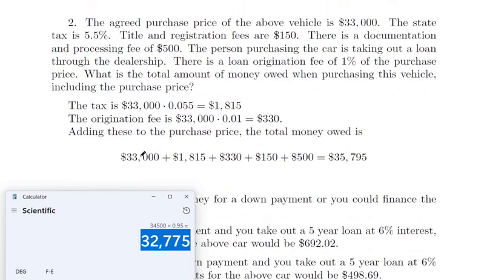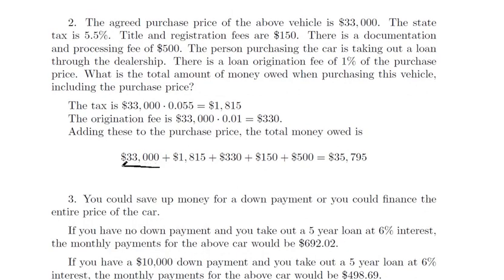So they owe the 33,000 that they agreed upon for a price, and their tax is 5.5%. So remember, to find a percentage of a number, you multiply by the decimal form of the percentage. Okay. The origination fee was 1%, so we multiplied by the decimal form of the percentage. So it's $330 for whatever the heck that fee is. And then there's a registration fee that's just a flat 150 and a flat 500. So you got to add all those fees together to find out how much you're paying in the end.